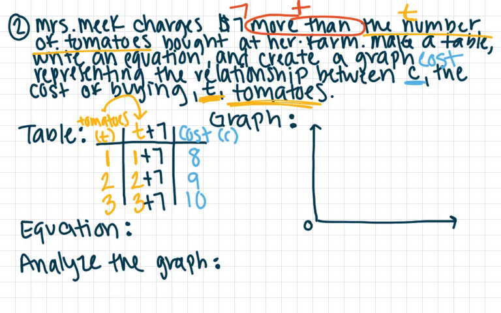And these are the things that I'm going to be putting in my graph and plotting here in just a second. But let's go ahead and write the equation. Remember, the equation is what is happening to my T's. So I'm taking T and I'm adding 7 to it. That's my rule for the table. And what does that equal? Well, it equals how much I have to pay for tomatoes, which is C. So our equation is C equals T plus 7. Now we're going to go ahead and graph that.